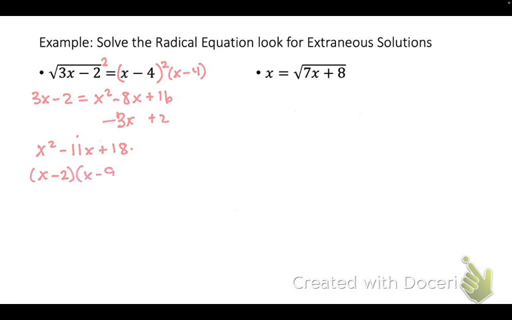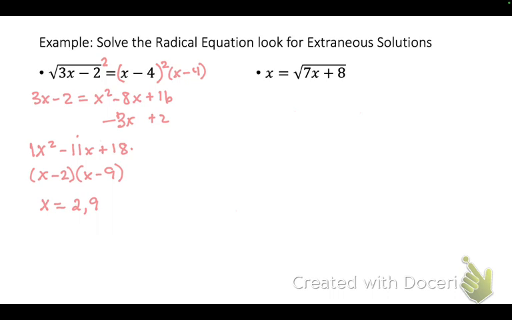That was that easy because what is my leading coefficient? 1. So I don't have to go through the whole process, do I? No. Okay. So x equals what and what? 9 and 2.